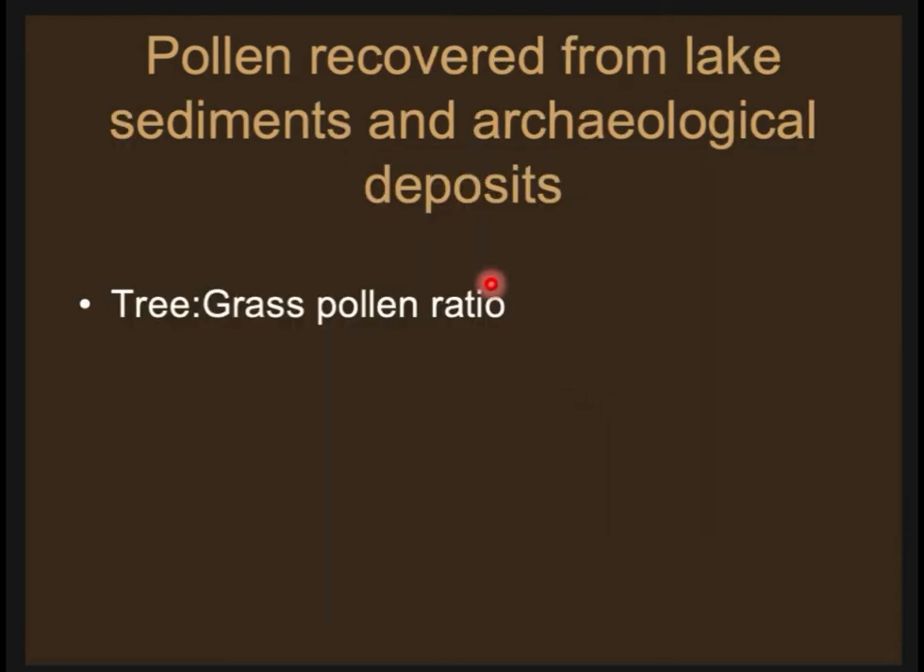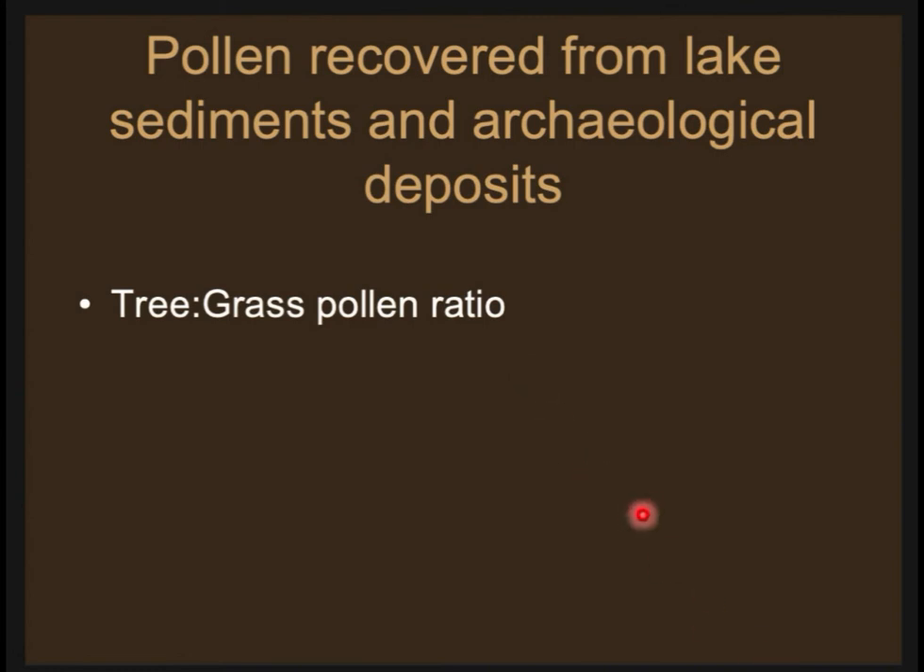Right? Another thing you can look at, and I mentioned this with the reconstruction based on the trees, is the amount of tree versus grass pollen. If you have a time period with lots of tree pollen, and then you have less tree pollen and more grass pollen, archaeologists tend to interpret that as deforestation, right? The loss of the trees. And then archaeologists try and look for a prospective culprit for the deforestation. Was it natural or were humans involved?